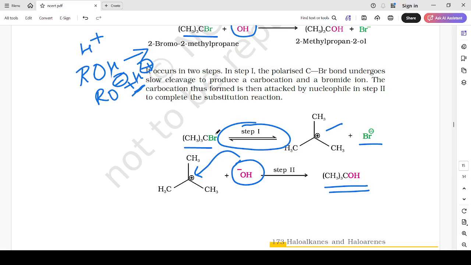Step 1, the polarized C-Br bond. Look at the word polarized, because bromine is negative, carbon is positive. It's already polarized only. It undergoes a slow cleavage, very slow. That's the reason you have equilibrium here to produce a carbonium ion and a bromide ion. The carbonium ion thus formed is attacked by the nucleophile in step 2 to form the substitution product.